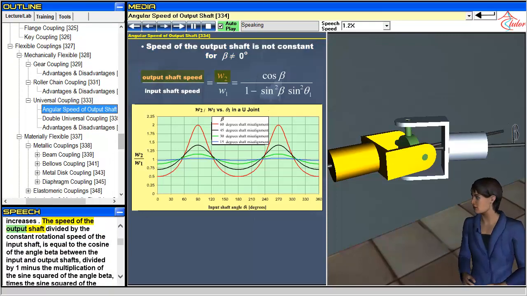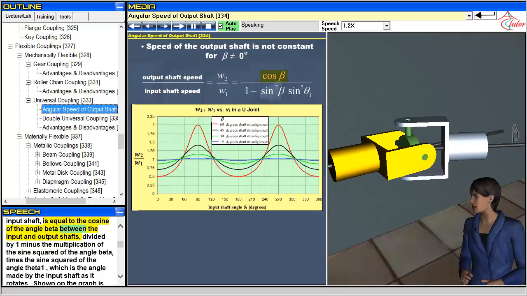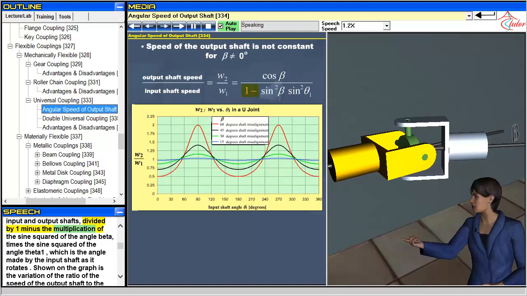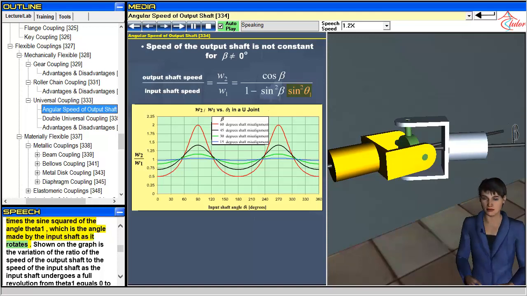The speed of the output shaft, divided by the constant rotational speed of the input shaft, is equal to the cosine of the angle beta between the input and output shafts, divided by 1 minus the multiplication of the sine squared of the angle beta times the sine squared of the angle theta 1, which is the angle made by the input shaft as it rotates.